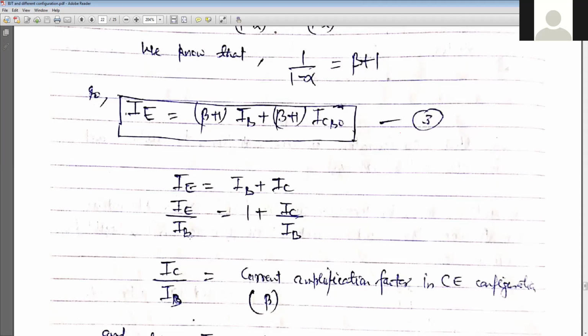And what is IE by IB? In IE and IB, the output is IE and the input is IB, and that happens only in the case of common collector. So this is the current ratio or current amplification factor in the common collector. We can say that this is nothing but gamma. So gamma is equal to 1 plus beta.